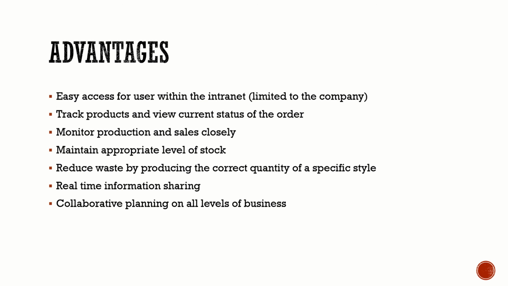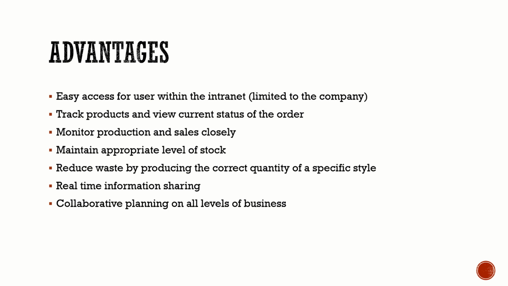Let's move on. So what are the advantages of a web application? Well, we have several points. Easy access for users within a company, which means it provides security and all parts of the supply chain will be able to check where the orders are currently at. Which brings us to the second point, tracking products and viewing current status of the order. Easily with the help of RFID, we can even determine the process of the product and check which tab it's currently on, which machine it's on, how long it's going to take, and when it was put in there.